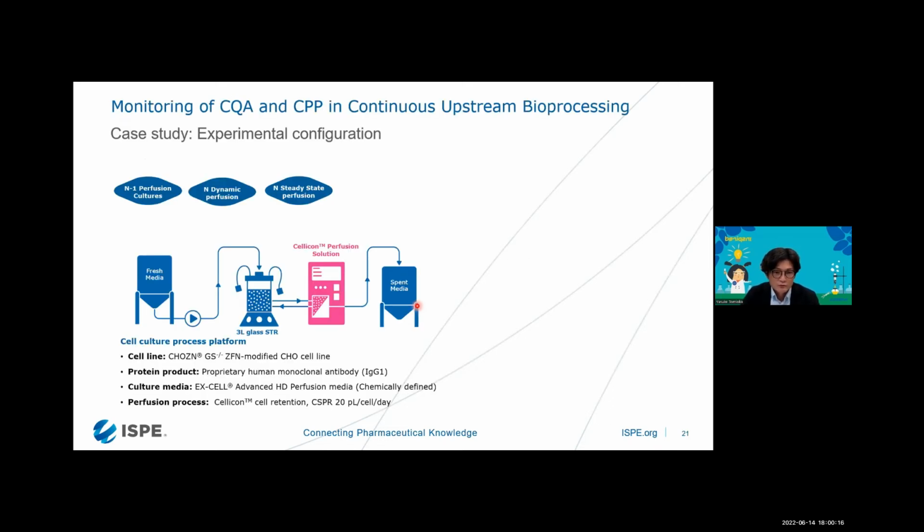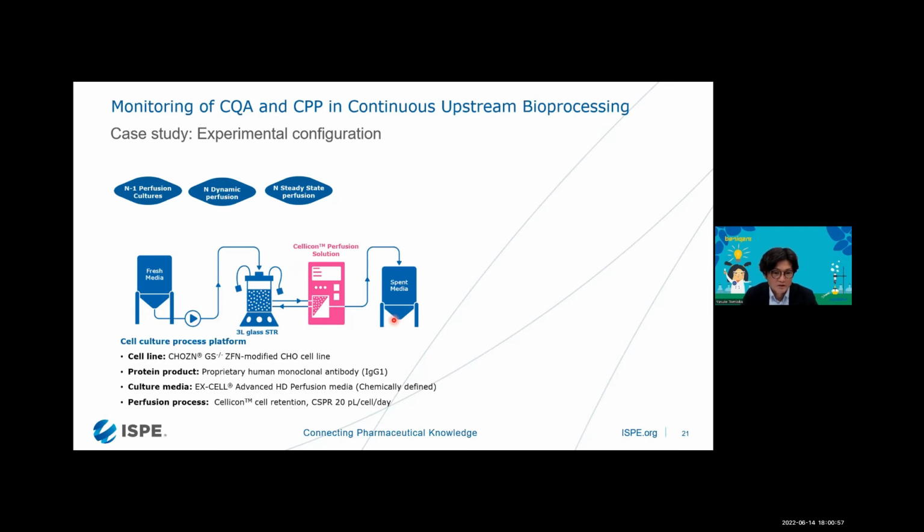In this slide, I'd like to talk about our case studies and experimental condition configurations. We performed three cell culture runs: one is the N-1 perfusion culture, the next is the N-dynamic perfusion, and the other one is the N-steady state perfusion. This picture shows our system setup. We set up a 3-liter glass bioreactor, a fresh media tank to supply fresh media to the bioreactor, the perfusion system, and after that, a spent media tank.